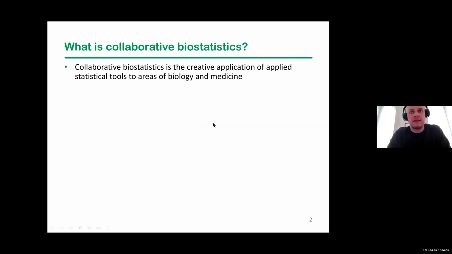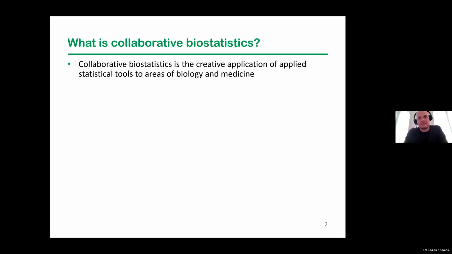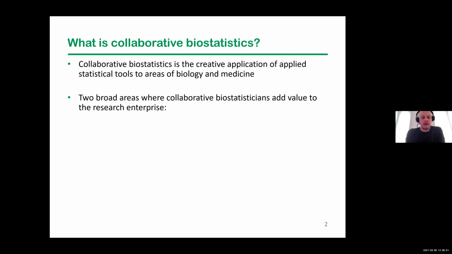So what is a collaborative biostatistician? Collaborative biostatistics is the creative application of applied statistics and their tools to areas of biology and medicine. That's like a formal textbook definition of what a collaborative biostatistician is. But really, I think there's 2 broad areas where we can really add value to your research enterprise.